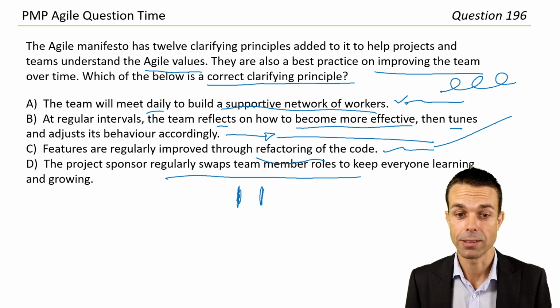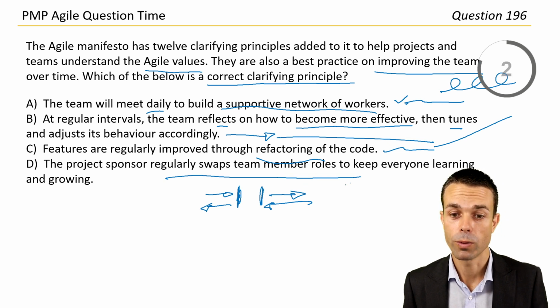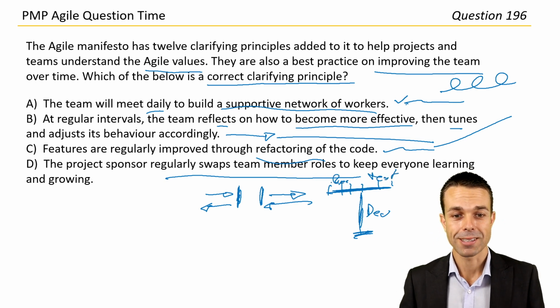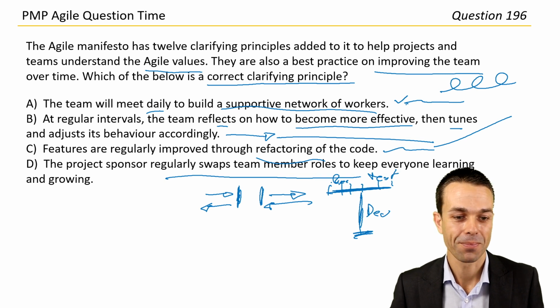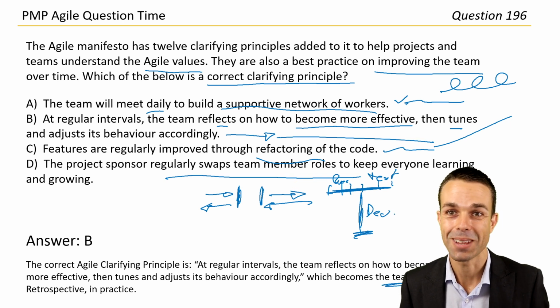So can we pair? Can someone do the work? Can someone check the work? And then vice versa. And also, the team members we want have a wide range of expertise and one deep specialty. So they might be a developer, but they might have a little bit of testing, or they might have a bit of requirements, for example, or something similar. All of that to say, let's go with answer B. There we are. That's our correct principle, and it becomes the team retrospective in practice. So that's really good to know.